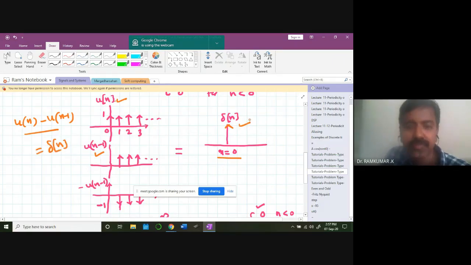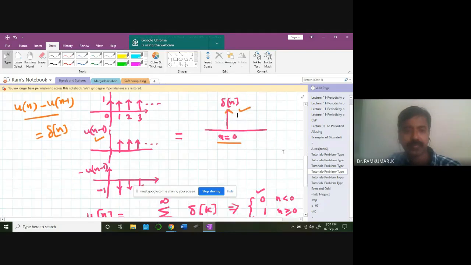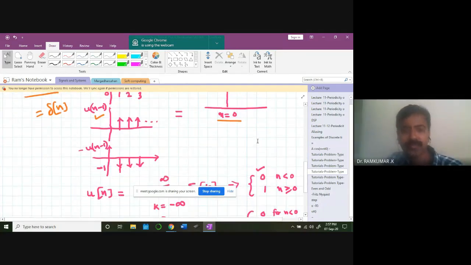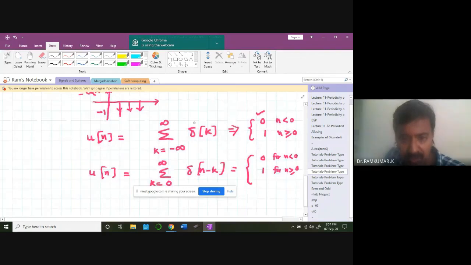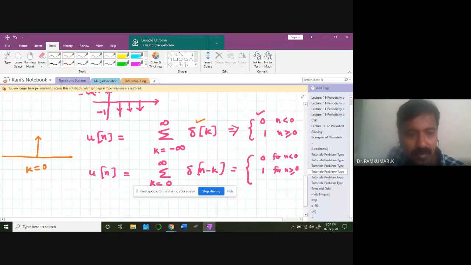Comfortably you can prove this. Likewise, the summation of delta k, for all values of k from minus infinity to n. Only when n is less than 0, I won't have any signal. I have a signal at k equal to 0. From minus infinity to 0, I don't have any signal at all, so this value will be 0. Then from k equal to 0 onwards, whatever I add, this 1 will always be there. Therefore, I'm going to have 1 for n greater than or equal to 0.